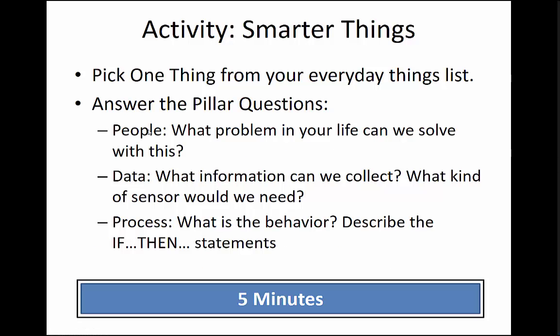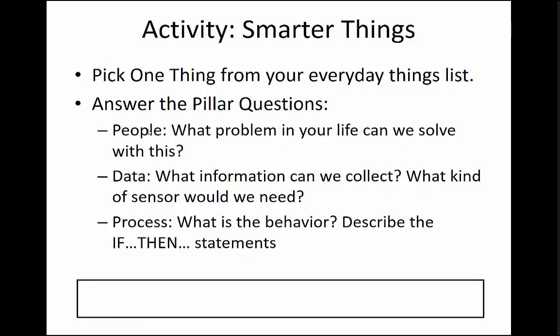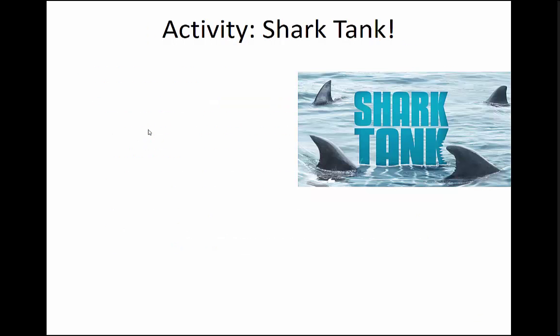So let's think about smarter things. I want the students to pick one thing from the everyday things list, and let's answer the pillar questions. First, what is the problem in your life that we can solve with this thing? What data can we collect from it? What kind of sensor would we need? Again, referencing the quantified self table where we have all those different kinds of sensors. And then let's think about what the behavior is. Describe these if-then statements. So give them about 5 minutes to do this, and then we're going to do one of two different kinds of activities.